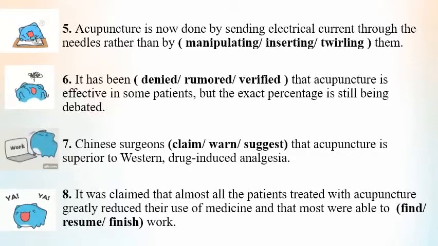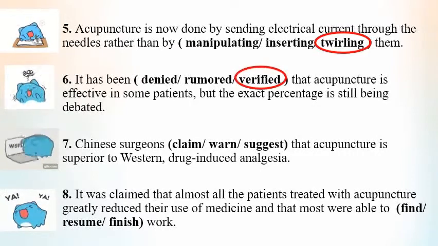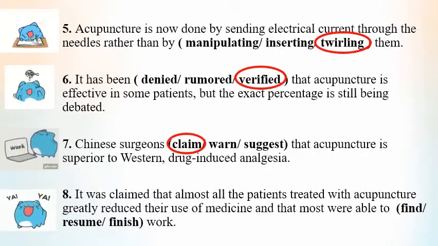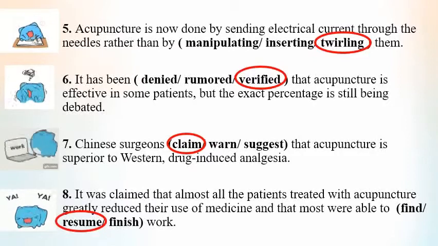Okay, now let's check together. Question 5. Acupuncture is now done by sending electrical currents through the needles rather than by twirling them. Number 6. It has been verified that acupuncture is effective in some patients, but the exact percentage is still being debated. Number 7. Chinese surgeons claim that acupuncture is superior to Western drug-induced anesthesia. Number 8. Israel claim that almost all the patients treated with acupuncture greatly reduced their use of medicine and that most were able to resume work.